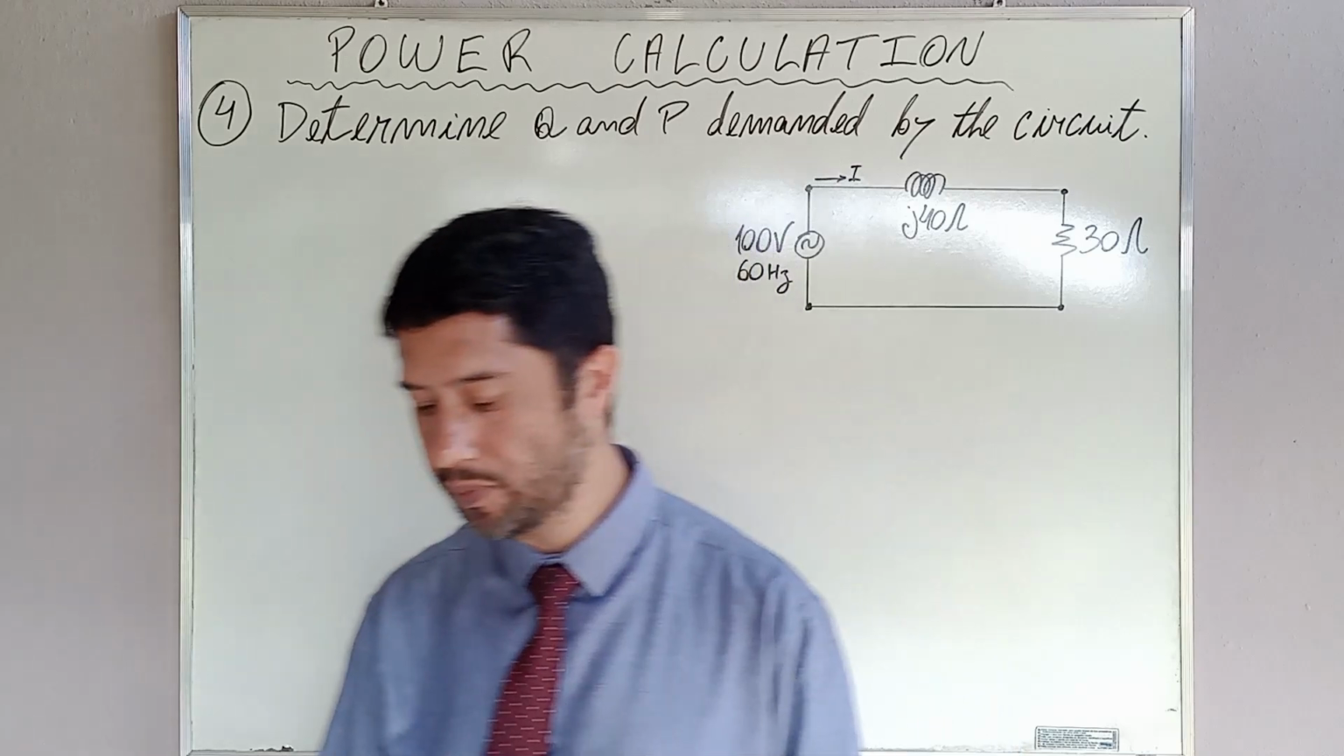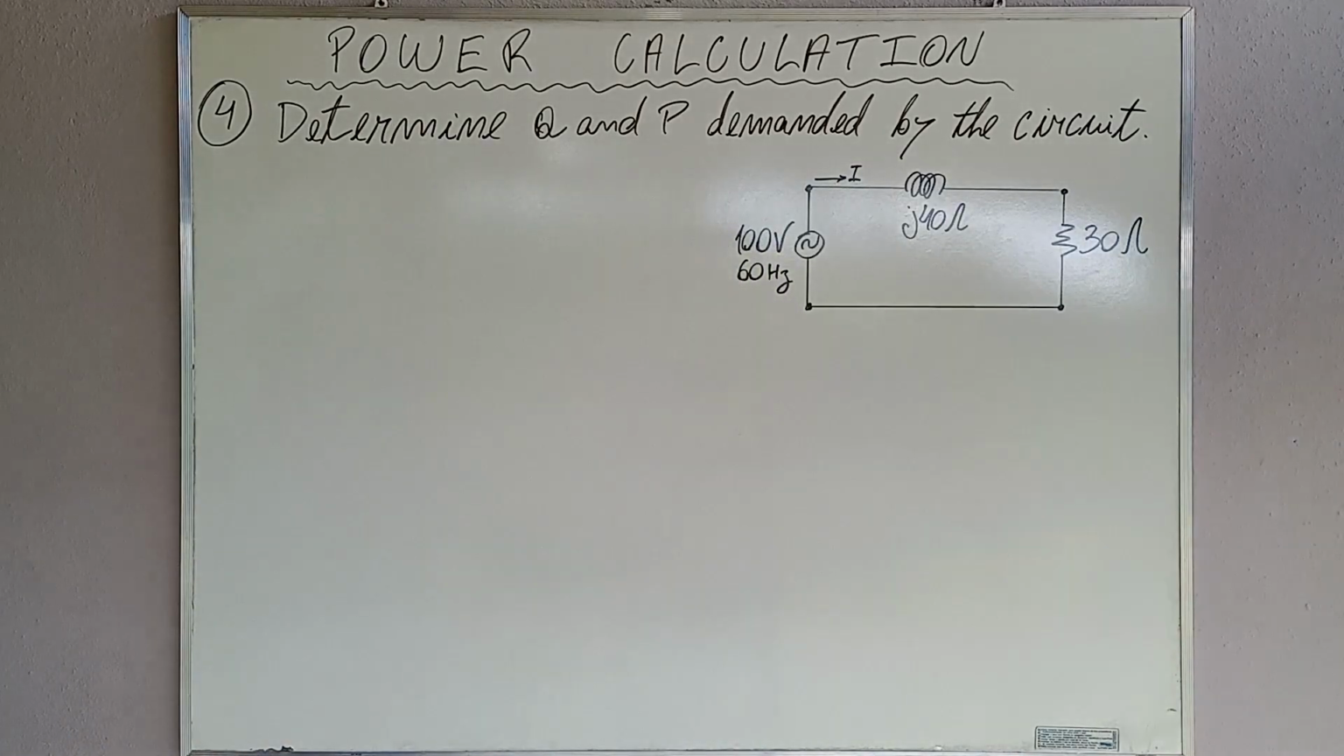Exercise number 4. Determine the reactive power and the active power demanded by the circuit. This is the question. Let's go to the solution. We can solve this question using two methods. The first method consists of determining the active power and the reactive power using the complex power.